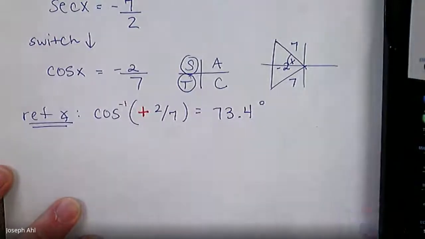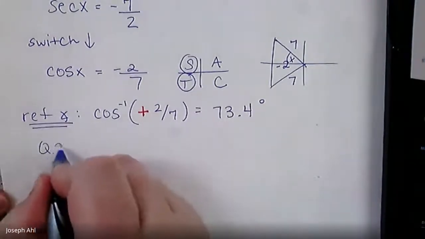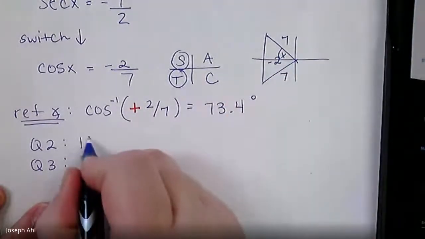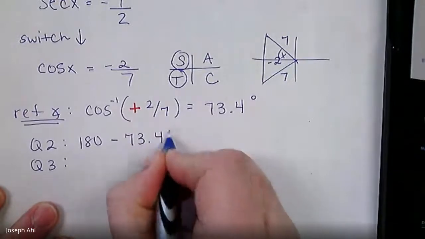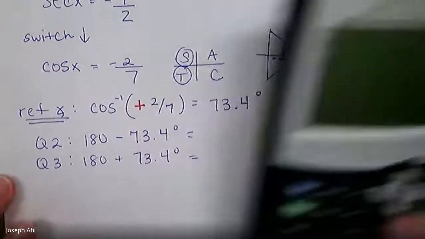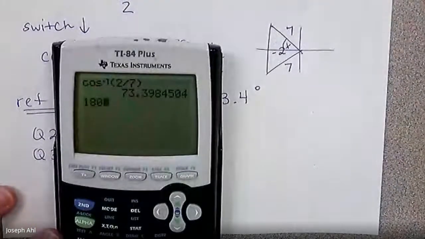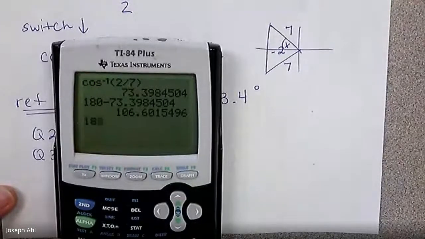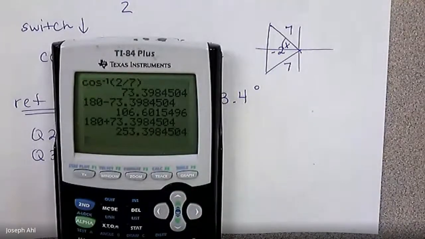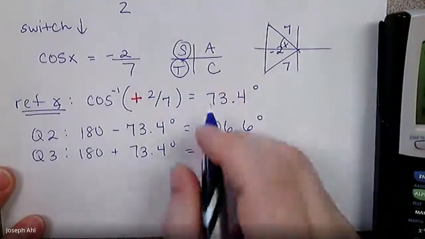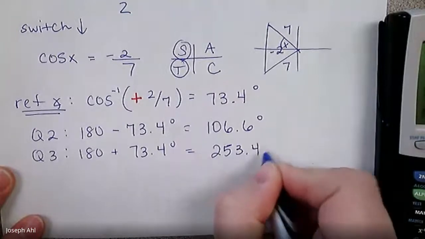Now remember, that's just the reference angle. We need a quadrant 2 and a quadrant 3 answer from that. In quadrant 2, we're looking at 180 minus the reference. And in quadrant 3, it's just 180 plus the reference. So let's see what we get as a result. When we do the following subtraction and addition, 180 minus the reference is 106.6. Sounds like a radio station. 180 plus the reference is 253.4. Okay, so your two solutions are 106.6 degrees and 253.4.